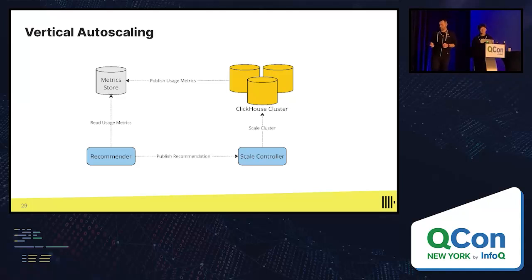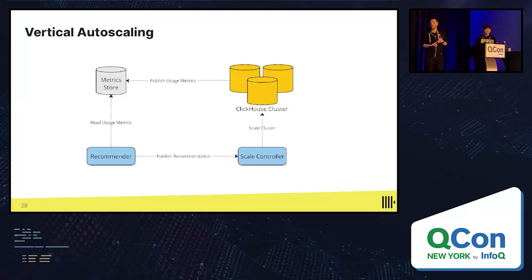So with vertical auto-scaling, as I mentioned, we want this to be done in an automated fashion, right? So in order to automate this, we have to really understand what's happening on the cluster. And so to do that, we have to publish some metrics to some central metrics store. These usage metrics include things that are internal to ClickHouse, so metrics that are already generated by ClickHouse, we ship those to the metrics store.